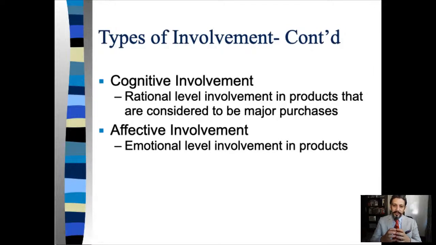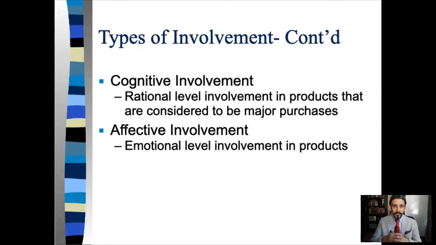And then affective involvement, which is emotional level involvement in a particular product or service. You feel strongly towards a certain type of product or a certain brand. So, for example, I love a particular brand of car. I've always wanted to buy that particular brand of car. So once I have the money, the resources, the right motivation, I go buy that particular brand of car only because I've got emotional level involvement in it.